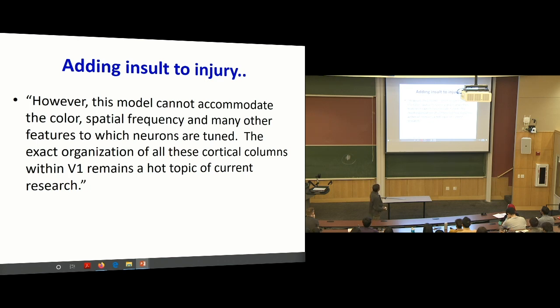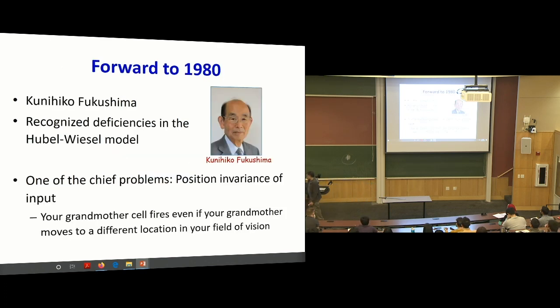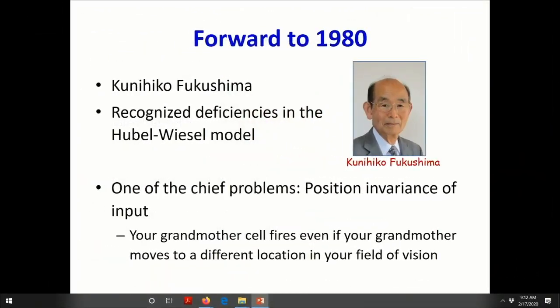This model cannot accommodate color, spatial frequency, and many other features to which neurons are tuned. The exact organization of all these cortical columns within V1 remains a hot topic of current research. There really wasn't any major conclusion to be drawn, except it did lead to the development of convolutional neural networks. So that's where we come in, right?